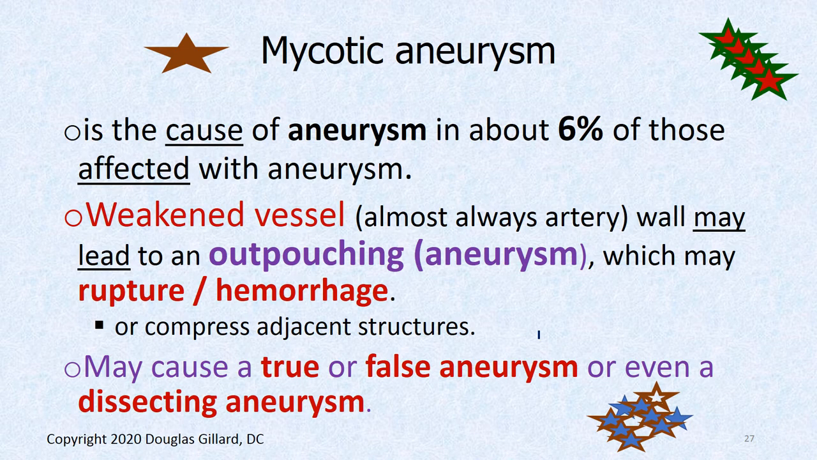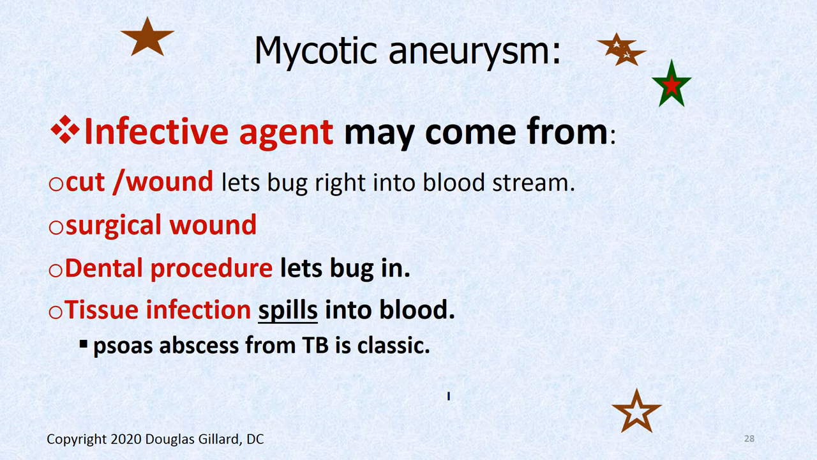And the weakened vessel can overstay. I mean, it can rupture, right? You can die from that. If you bust a high-pressure pipe, you're going to bleed out really fast. By the time, you can't even make it to the hospital, usually. And so we can get true or false aneurysms. So we need to talk about that.